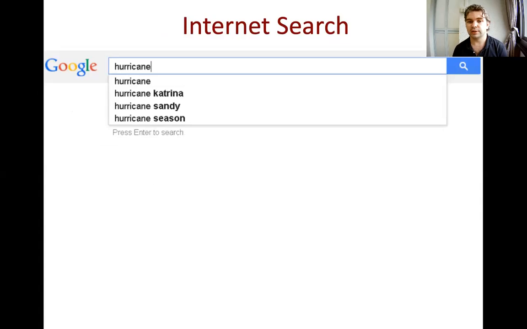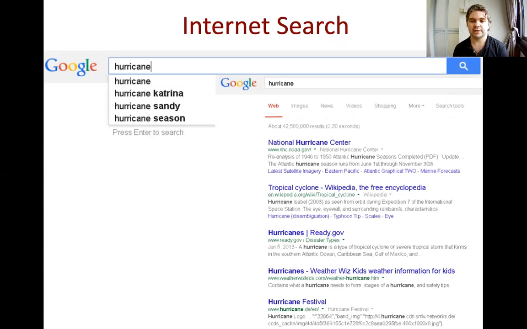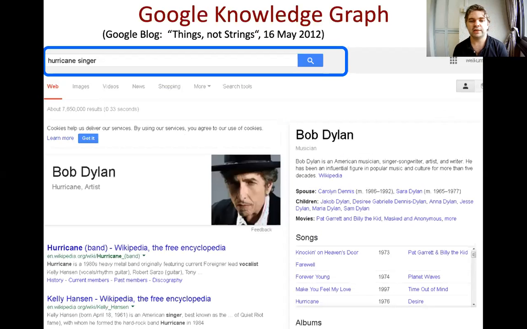We can do an internet search on Hurricane, and then we can see the National Hurricane Center, Hurricane Radio, Hurricanes, the Hurricanes Festival. Then if you look at a Hurricane singer inside the knowledge graph on Google, you can also find Bob Dylan. Right? So this is the way he was famous, because the band that he organized was called Hurricane. And this kind of information can only be retrieved from a knowledge graph.